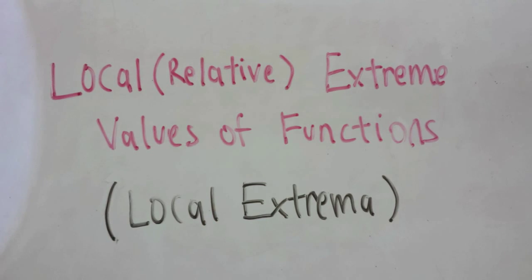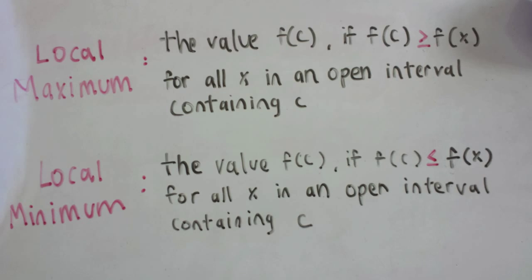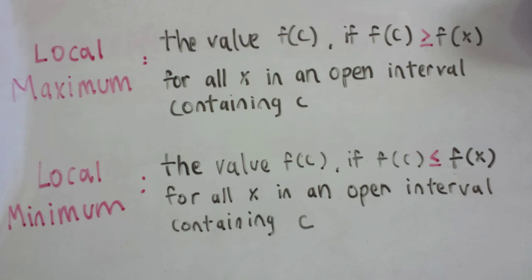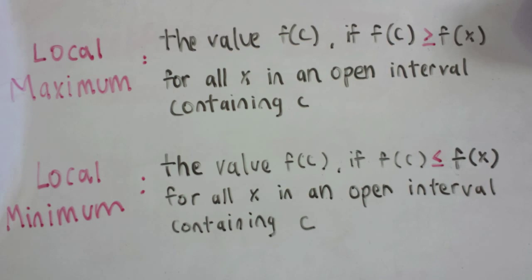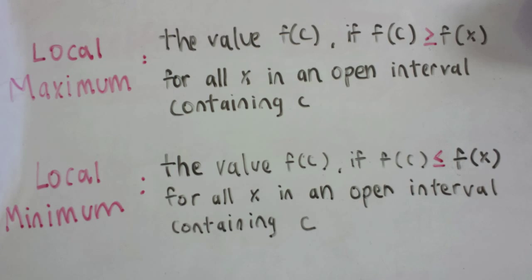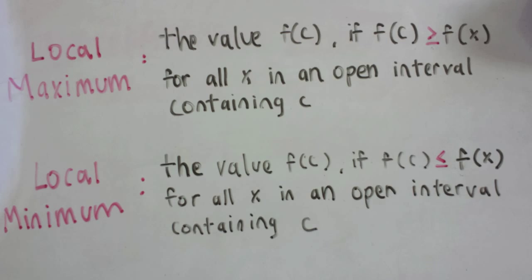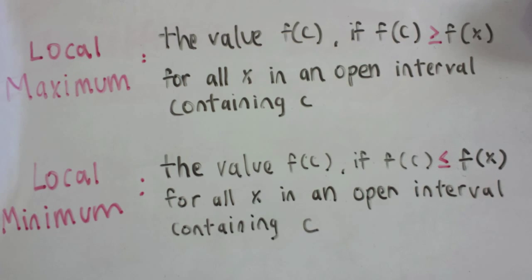Local extreme values of a function. Local maximum, the value f of c if f of c is greater than or equal to f of x for all x in an open interval containing c. Local minimum, the value f of c if f of c is less than or equal to f of x for all x in an open interval containing c.